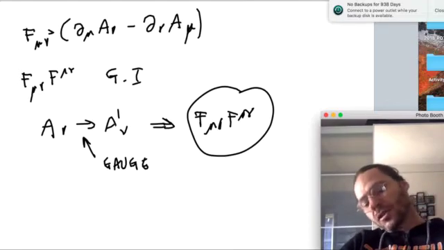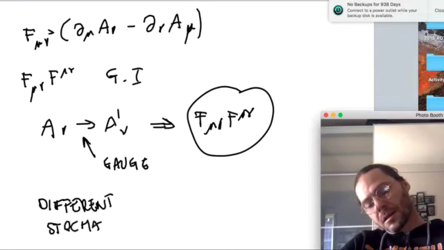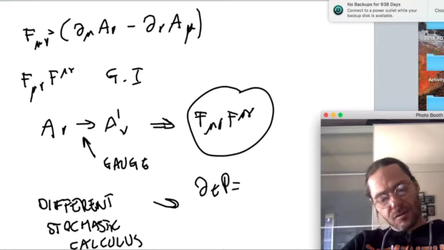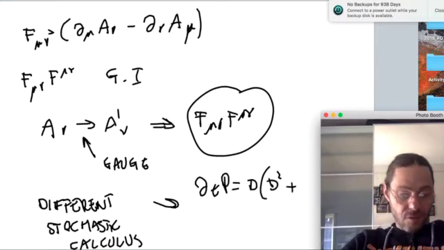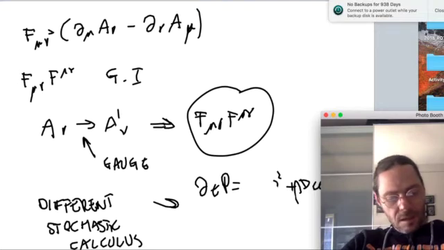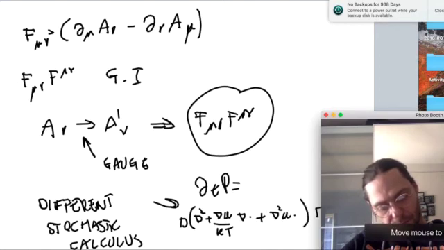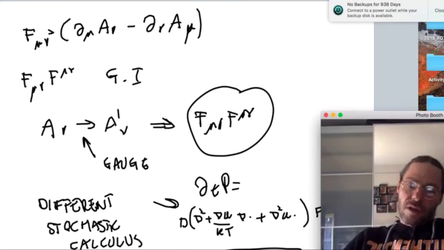In a very similar way, you can have different stochastic calculi leading to the same Fokker-Planck equation, which I now for the first time begin to write in the following form. We'll derive this object later on in the course. Okay, I think this answers the question, and I think we're ready to move on to the next lecture. Bye-bye.